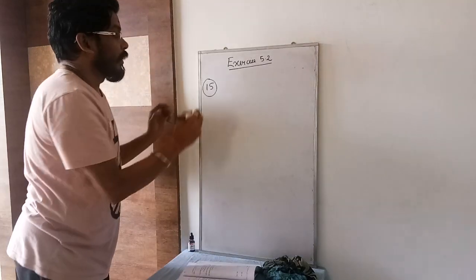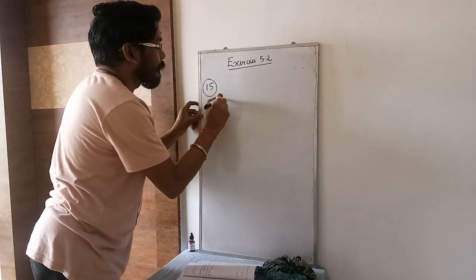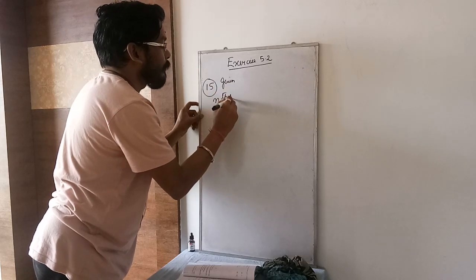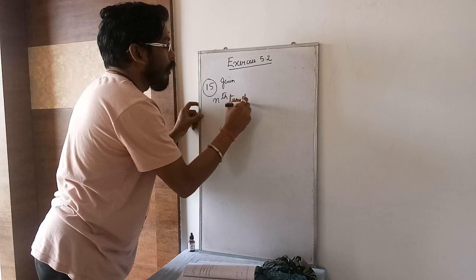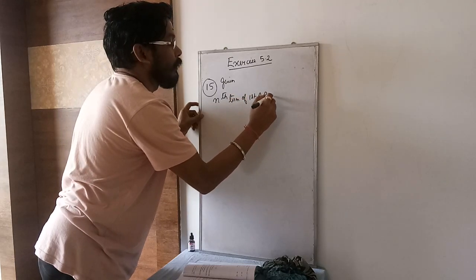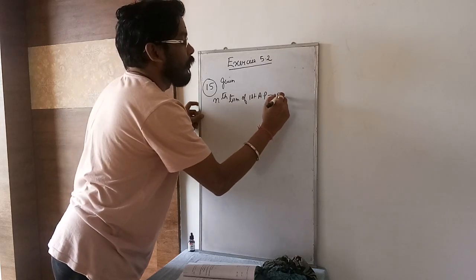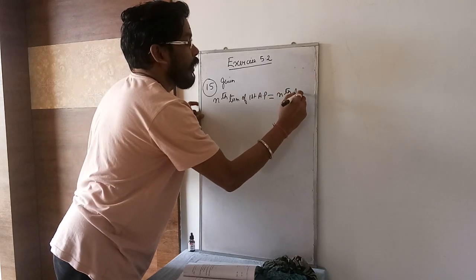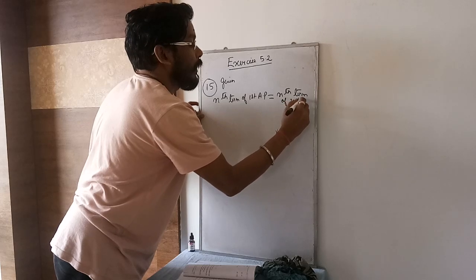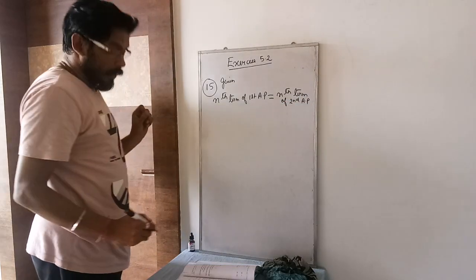So I will write: nth term of the first AP equal to nth term of the second AP.